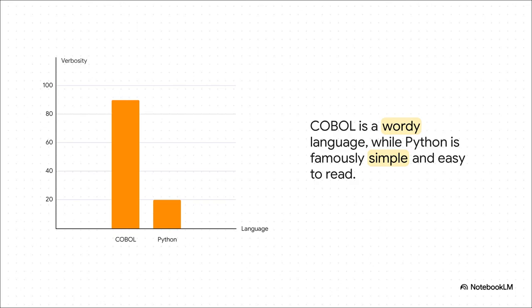And hey, remember how we said COBOL was wordy? This chart shows you exactly what we meant. The amount of code you have to write to get something done in Python is just a tiny fraction of what you needed in older languages like COBOL. And what that means is developers can build things way faster with way fewer mistakes.